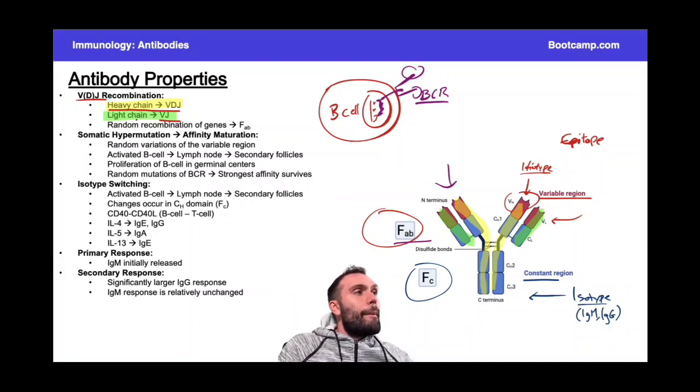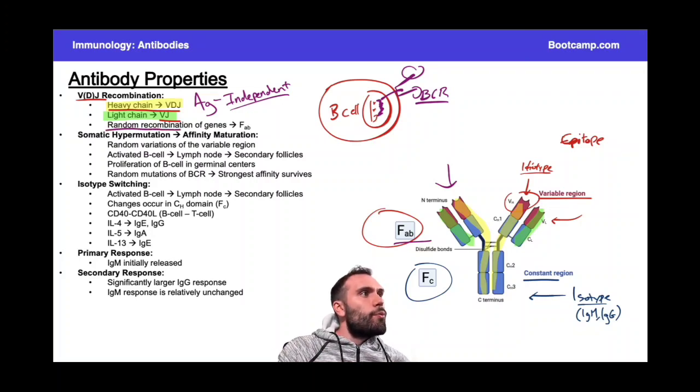Again, the big thing I want you to remember is that this is going to be antigen independent. Okay, so there was no antigen that stimulated this process. It's just going to happen as B cells mature. We're going to make a whole bunch of different receptors, right? That's the point. And that's why this is completely random. It's random recombination of these genes. But you have to remember, we're doing this amongst millions and billions, etc., of B cells, right? On a mass scale. So we're going to get all different kinds of receptors.